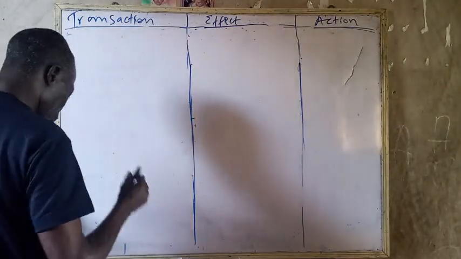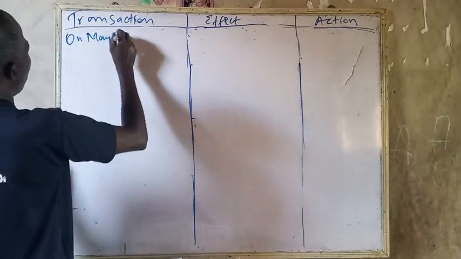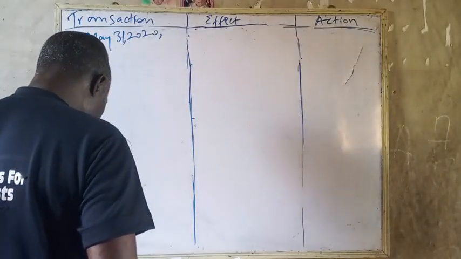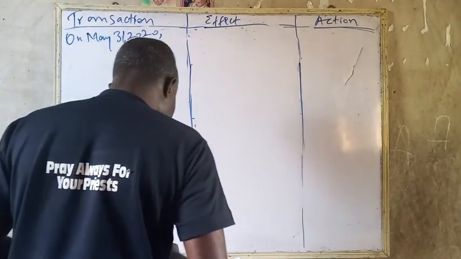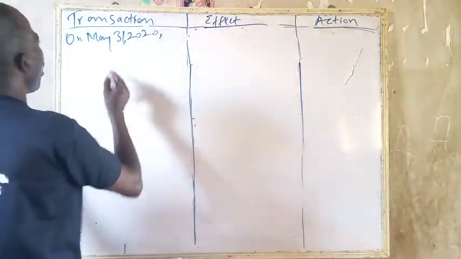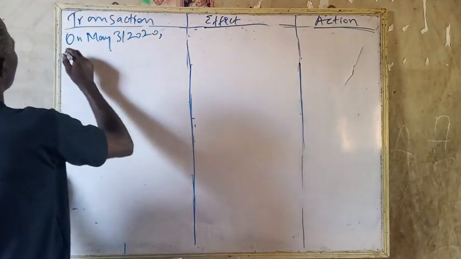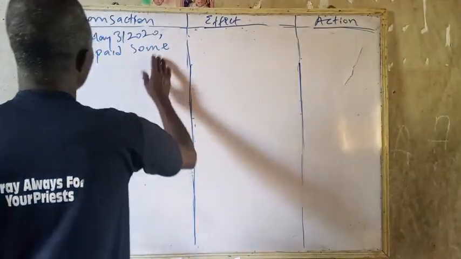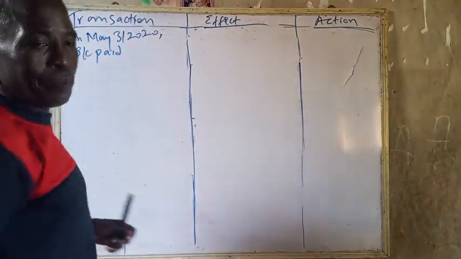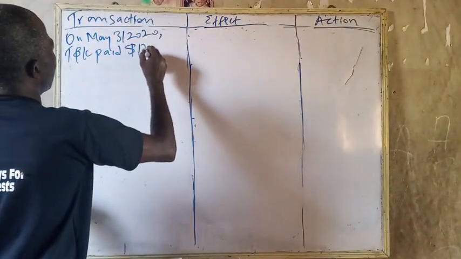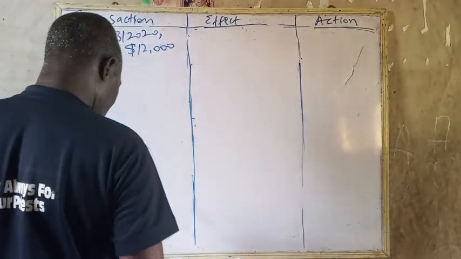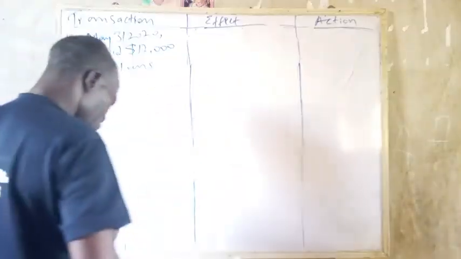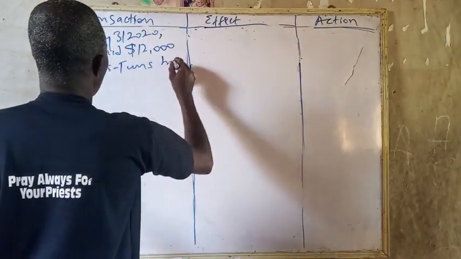Okay, last example. On May 31st, 2020, T&K paid $12,000 to Tombstones, that's the equipment suppliers, by check.